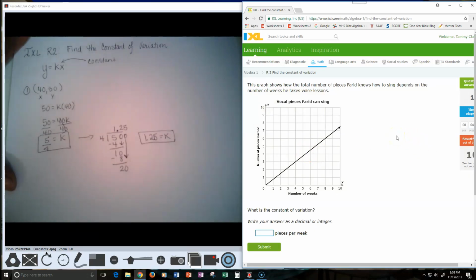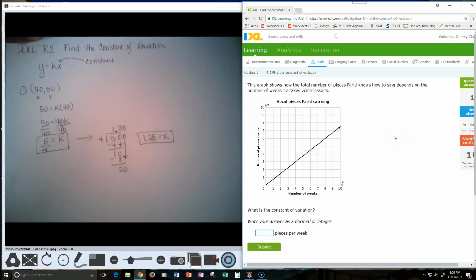The next question says, this graph shows how the total number of pieces Fareed knows how to sing depends on the number of weeks he takes voice lessons. So here again, x is the number of weeks, y is the number of pieces. What is the constant of variation? So we're going to go ahead and answer that.